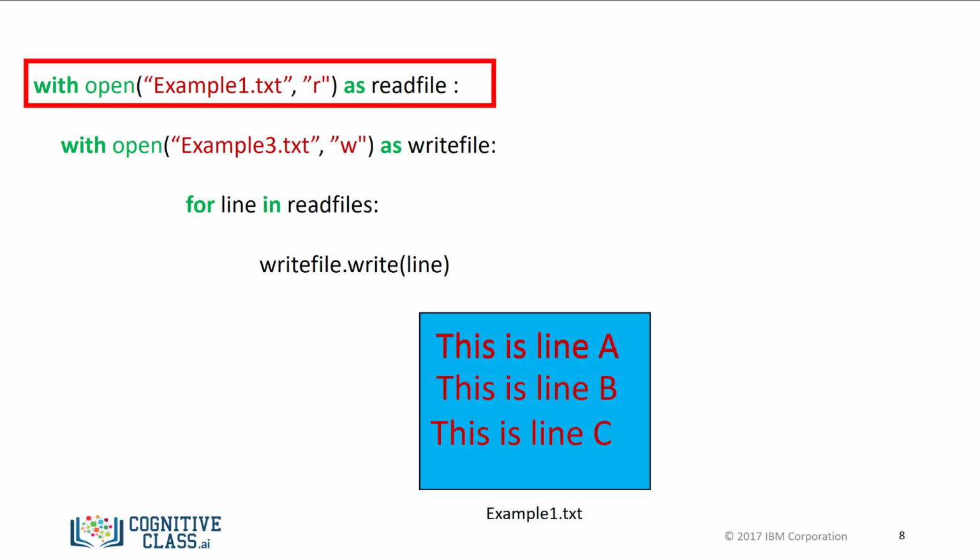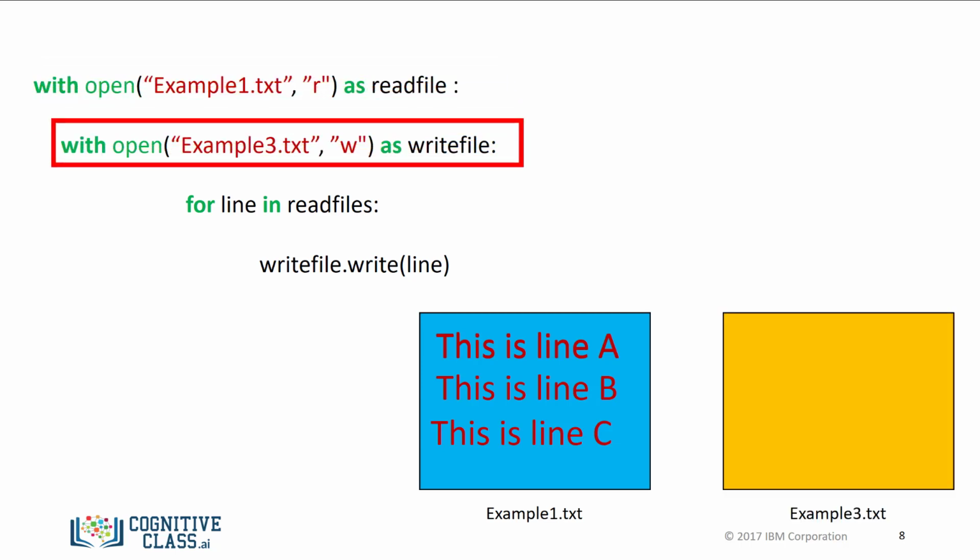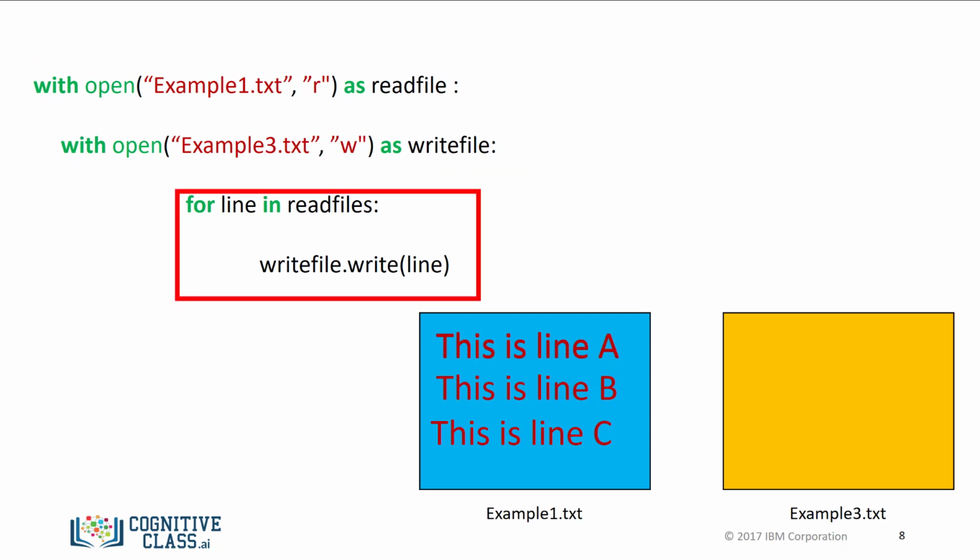We can copy one file to a new file as follows. First, we read the file example1 and interact with it via the file object, read file. Then we create a new file example3 and use the file object, write file to interact with it. The for loop takes a line from the file object, read file, and stores it in the file example3 using the file object, write file.